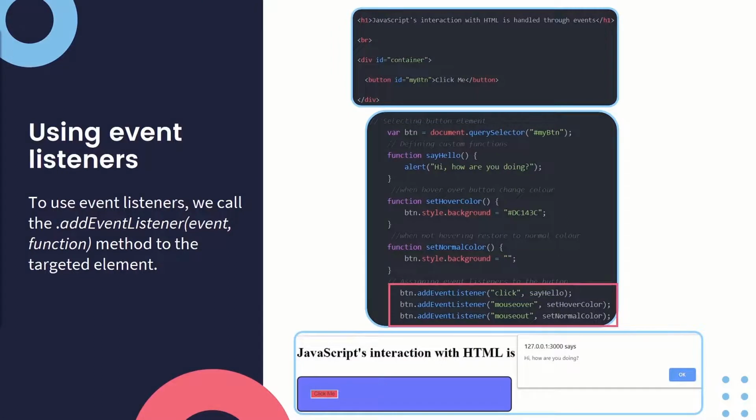In the first case, on click say hello. This is the function being called. In the second case, we've got mouse over, which is just when the user hovers over the button, then call the set hover color function.